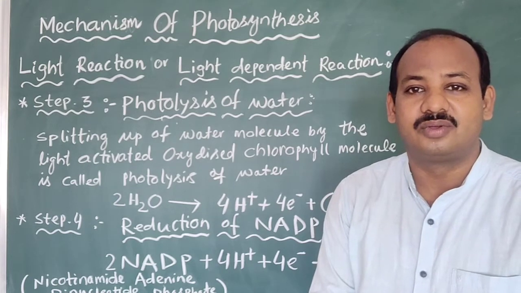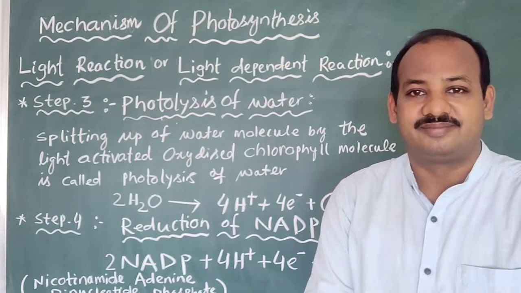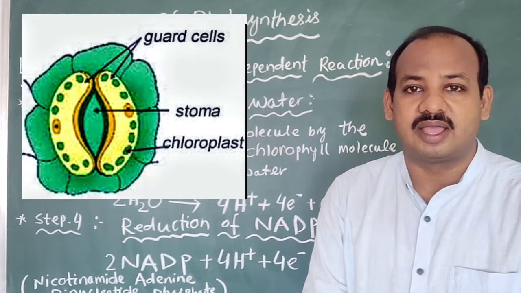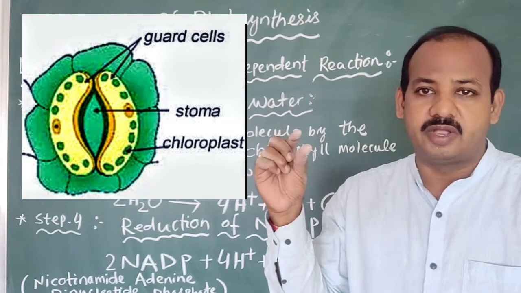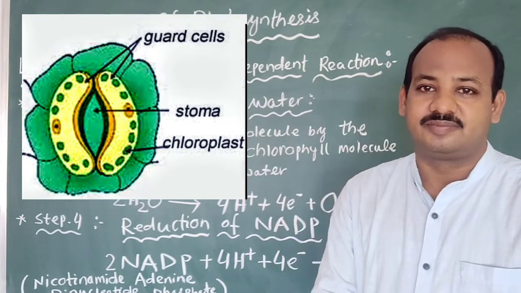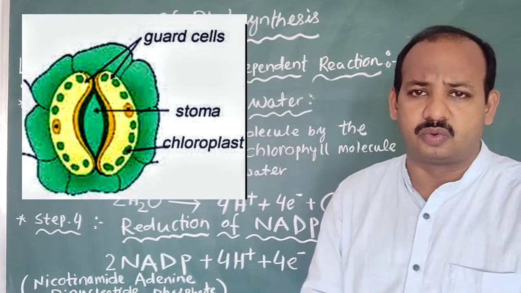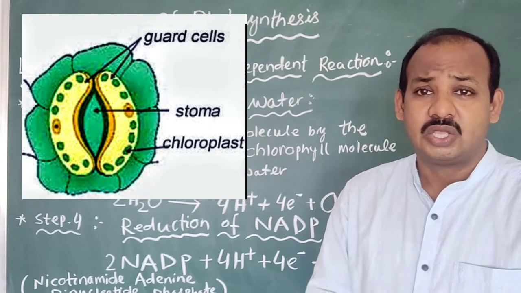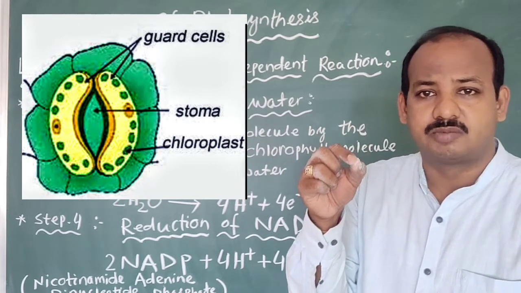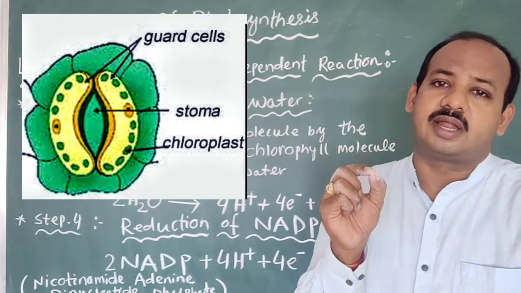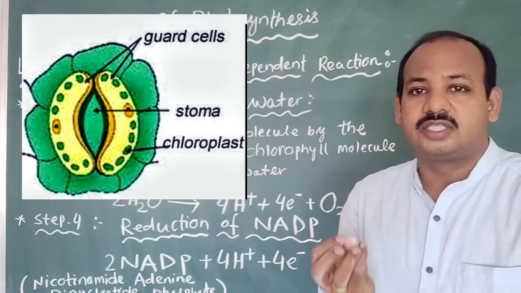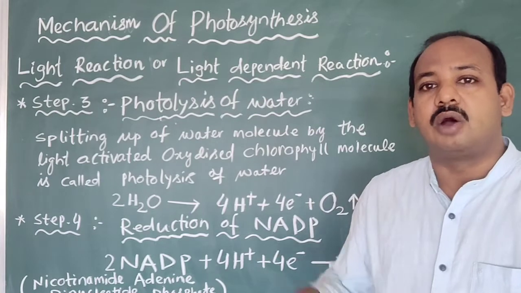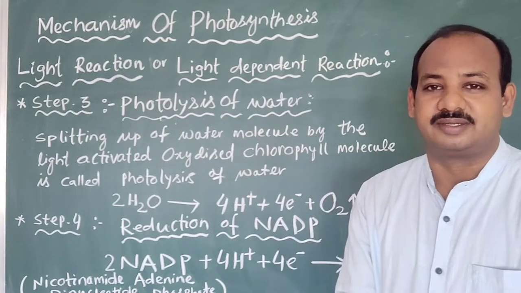Already you children know plants have stomata. Leaves have stomata both in the upper epidermis and lower epidermis. In the lower epidermis the number is more. So through these stomata, the openings, the oxygen molecule goes out into the atmosphere.